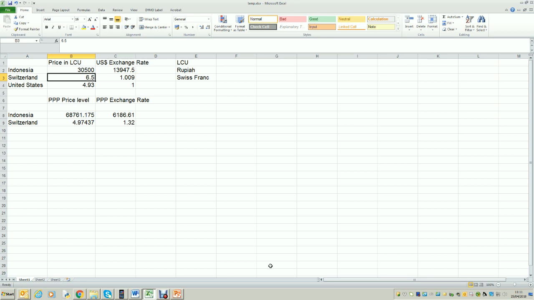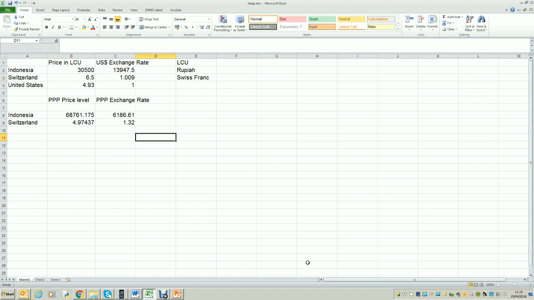As a country becomes richer, the production costs rise in terms of domestic labour and in terms of real estate, and so we expect an increasing relationship between the price level and the level of income per capita, or GDP per capita in this case.